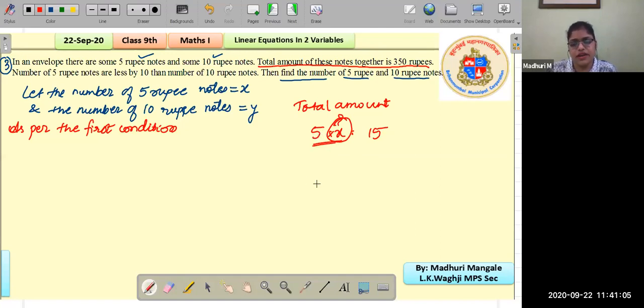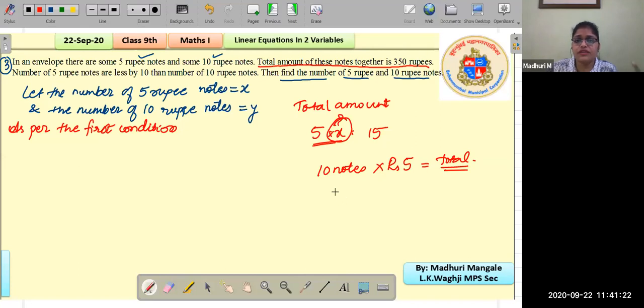Another way to explain it: if I have 10 notes of rupees 5, then what will be the total amount? How do we find the total amount? We multiply, correct? We multiply 5 with the number of total notes.